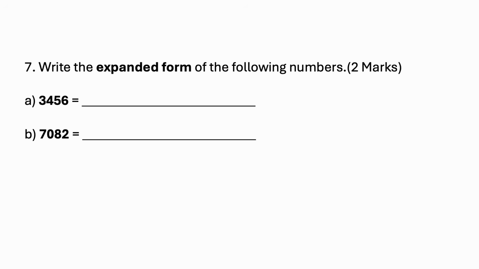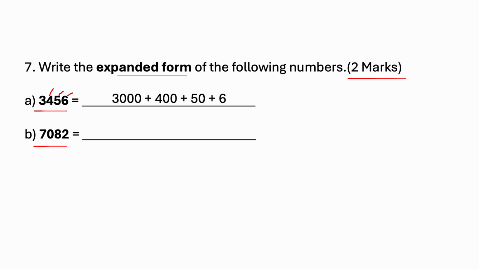Write the expanded form of the following numbers. This is a 2 marks question. First one, 3456. How do you expand this? 3000 plus 4 is in hundreds place. So 400 plus 5 is in tens place. So 50. 6 is in ones place. So 6. So 3000 plus 400 plus 50 plus 6. That is 3456.